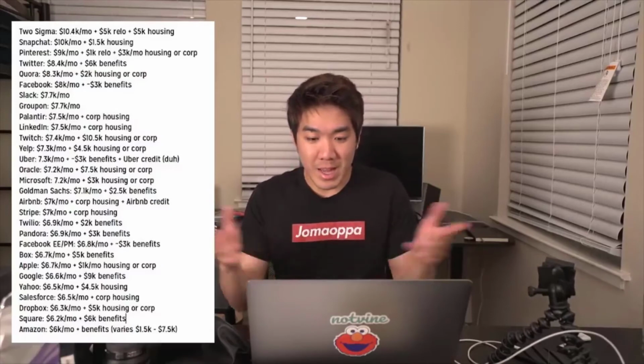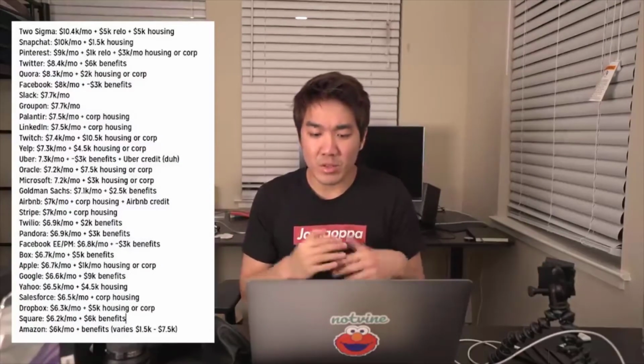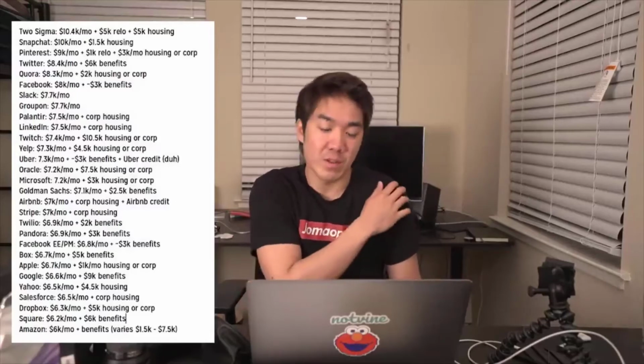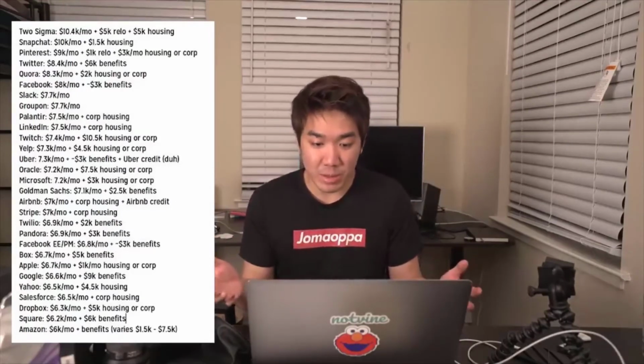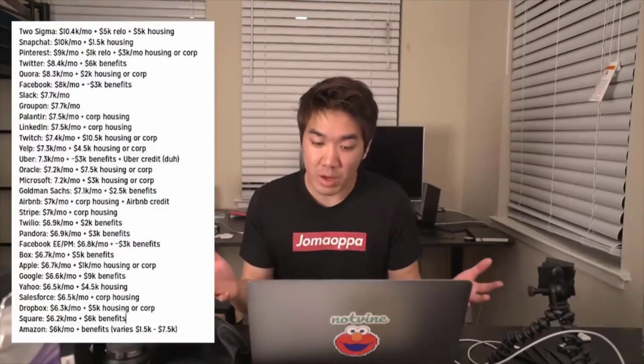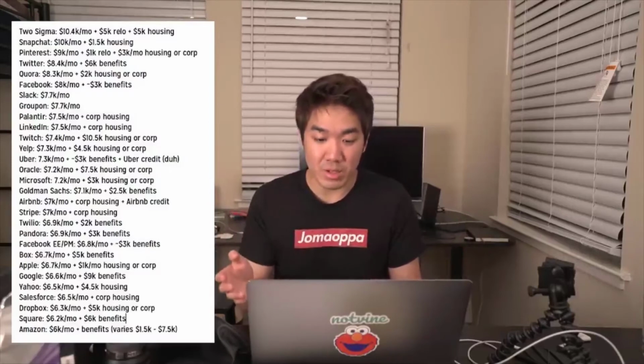One of them is Snapchat, of course. Come on, Snapchat is great. Snapchat is such a great company. It's also in LA, so that's pretty dope. They have a New York office too. They pay $10,000 a month, so I think Snapchat is really good. Quora is extremely hard to get in. Really smart people. They pay $8,300 a month.